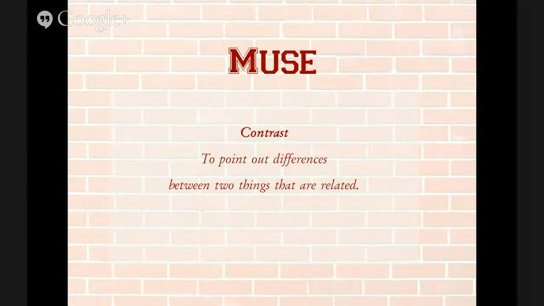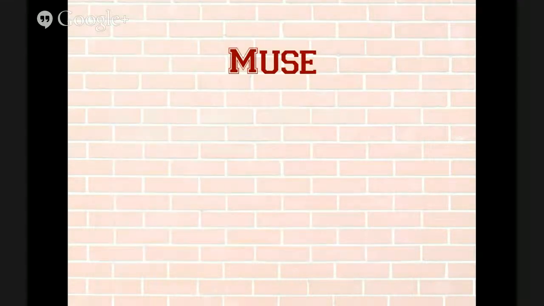So it's kind of a tricky word to define because the two objects have to be somewhat related. They have to be similar enough where you can point out the differences. So they have to be related, but you're not really focusing on their similarities. Instead, you're focusing on their differences. Let's go ahead and give some examples.